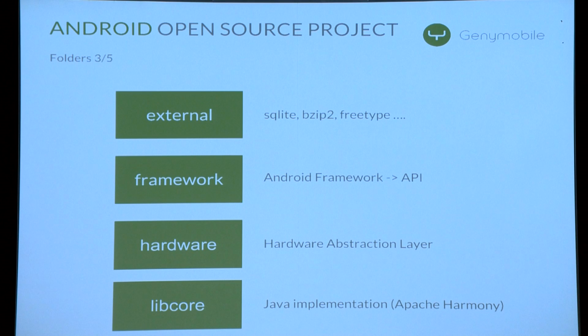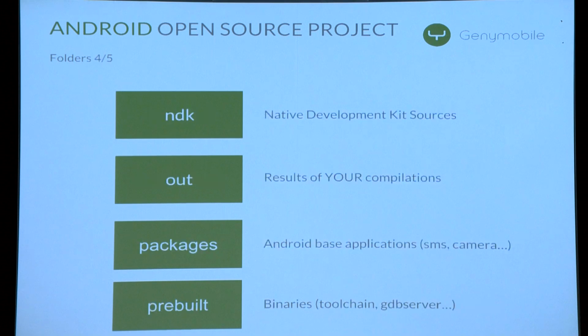libcore is the implementation of Java. It's not the Java from Sun or Oracle that you have in Android. It's libcore. You also have the sources from the NDK. Maybe some of you have already used it. The out directory will be very interesting because you will find the result of your compilations, anything that will be built will be in this directory. In packages, you will find the base applications, so SMS, the camera ones, some of the interesting applications are there. Prebuilt regroups all the compilers and the debugger things.